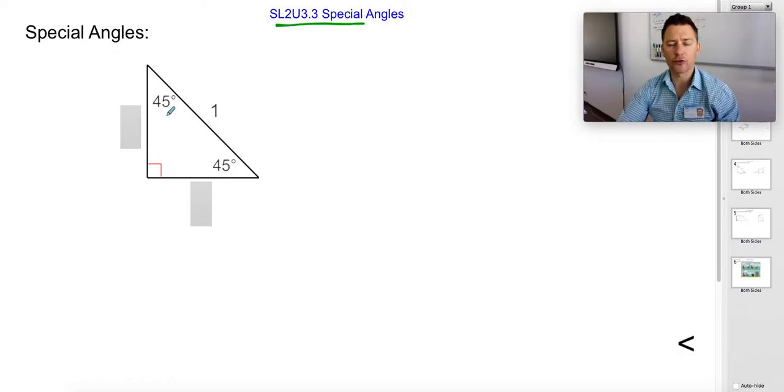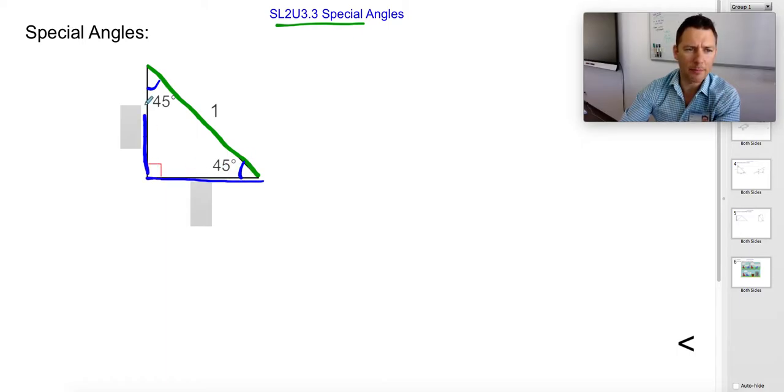45-45-90 triangles crop up a lot in physics, in architecture and engineering, and so there's some basic properties about that. If we know this side is 1, 45-45 triangles have legs that are the same length. It's a geometry proof. We can check that out, but really I want to find out what these lengths are. Let's call it x and x.